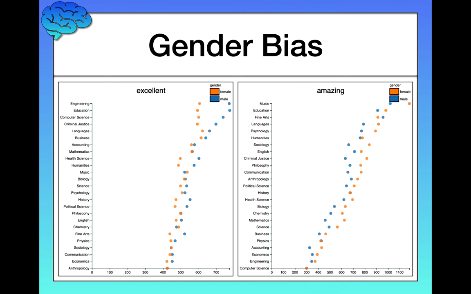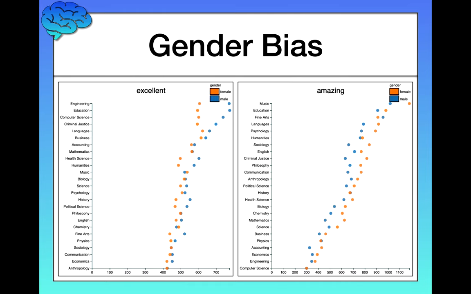Well, I was curious about this as well, but if you look at the data for the terms excellent and amazing, the gender bias goes away entirely. It appears that students believe that their female professors can be excellent and amazing, but they believe it's mainly the male professors who are genius and brilliant.